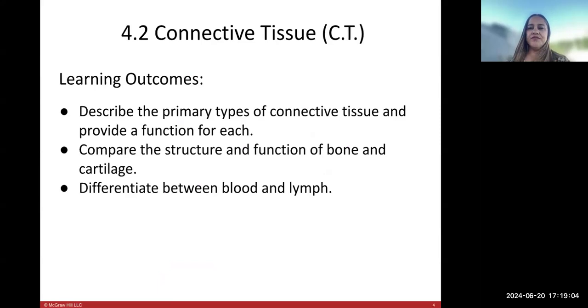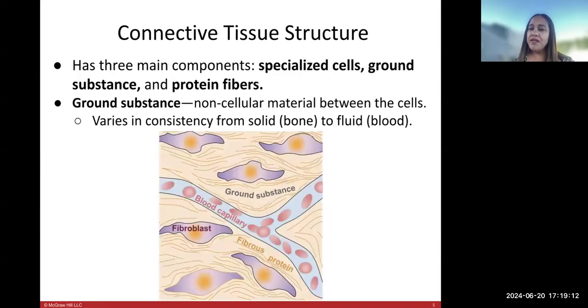Connective tissue, or CT for short sometimes, because it can get kind of long, is the next section. So it has 3 main components. There's specialized cells, there's ground substance, and there are protein fibers. The ground substance is the non-cellular material between the cells, and it varies in consistency from solid, as in bone, to fluid, as in blood.